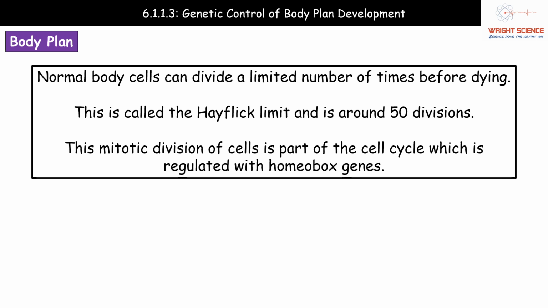When it comes to this process of mitosis, then what we have is the ability to obviously create new cells. Now, normal body cells are actually able to divide a limited number of times before they die. And the number of times they can divide before dying is what we term the Hayflick limit. And this is around 50 divisions. So what we need to be able to do is actually control this part of the cell cycle where we've got that mitotic division of cells occurring. And this is all regulated with those homeobox genes.